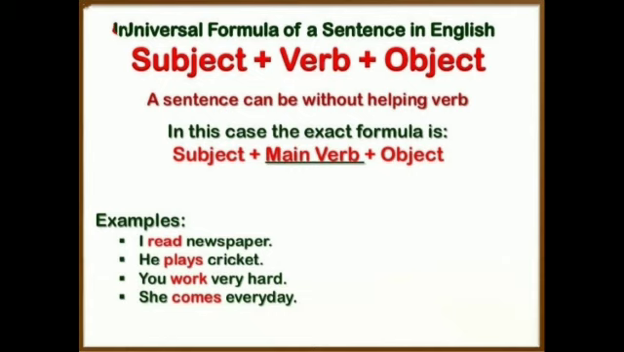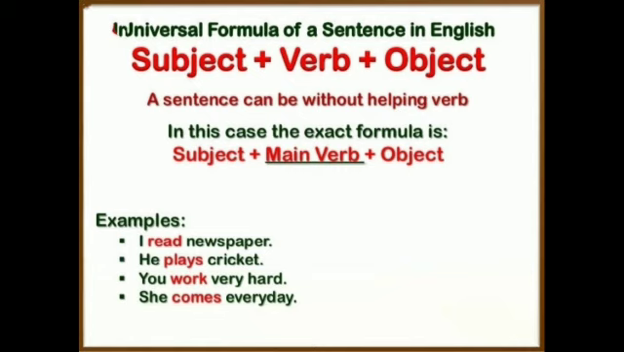object. For example, I read newspaper. Here subject is I, read is the verb, and newspaper is the object. Then, he plays cricket. He is subject, plays is verb, and cricket is object.